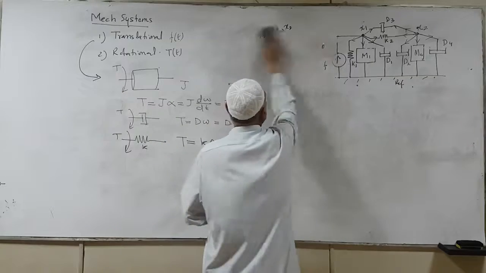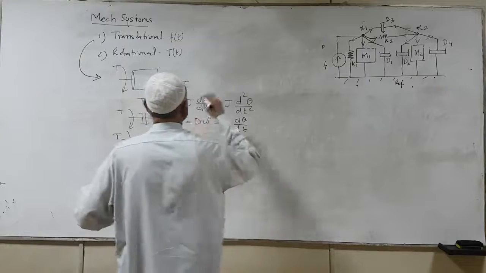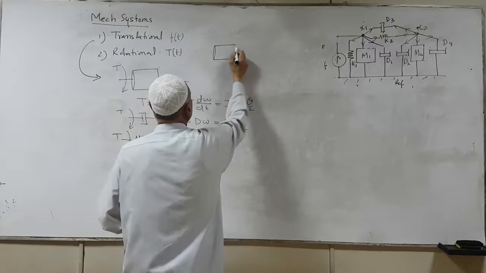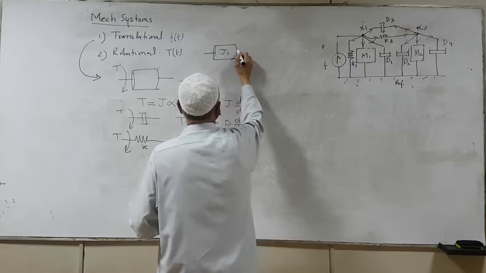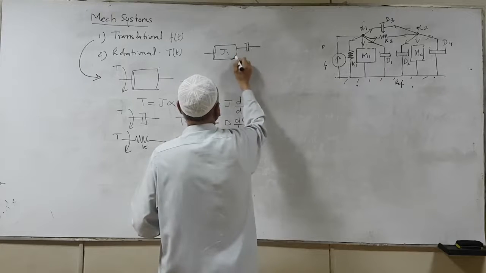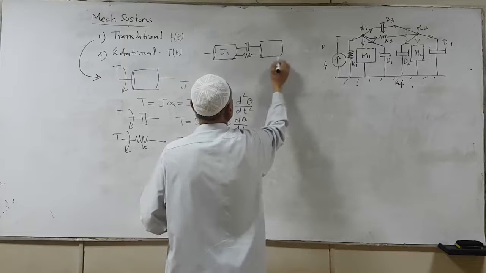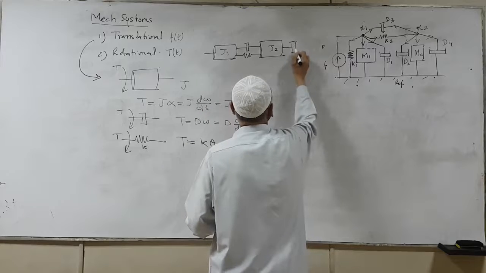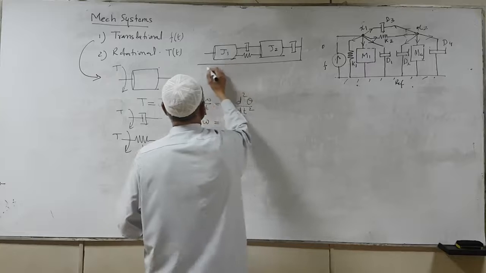Now let's consider a mechanical rotational system. Let's say we are looking at something like J1 and then we have another J2, and then of course we have a damper. This is a reference.